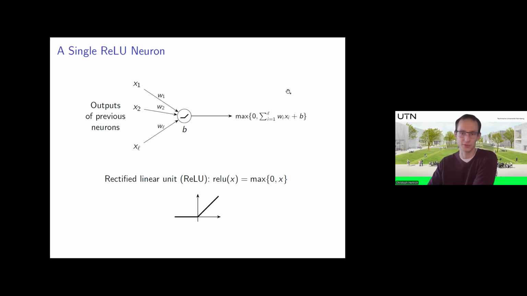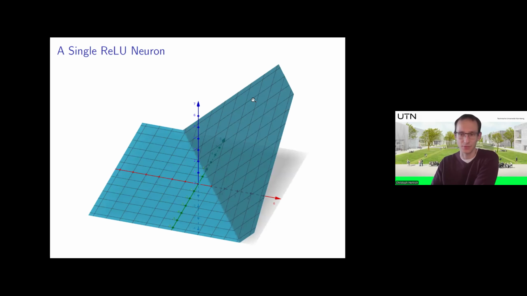Okay, so that's a single neuron. And if we look at the function computed by such a neuron, then yeah, we first have the affine transformation, which basically has a hyperplane as a graph. And then wherever this function would be negative, we just flatten it out to 0. Okay, so that's the function computed by a single neuron.